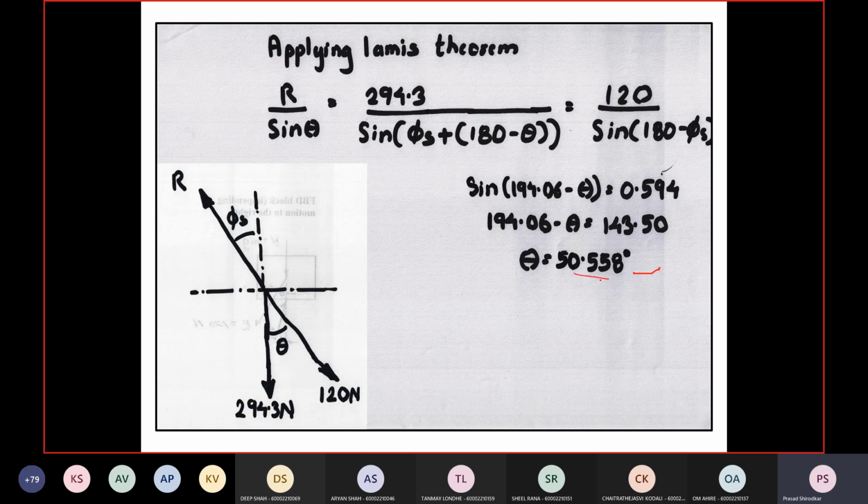50.55 or 50.51. It's a rounding error. Any questions? Hello. All right. If you have any question, please ask immediately.